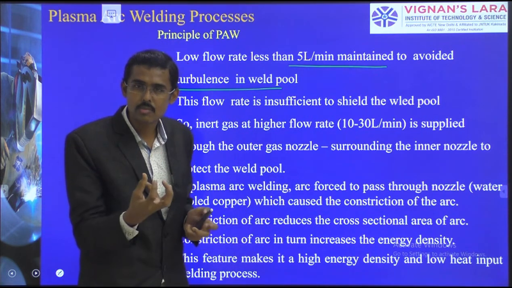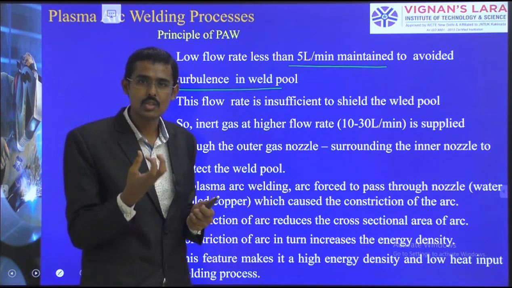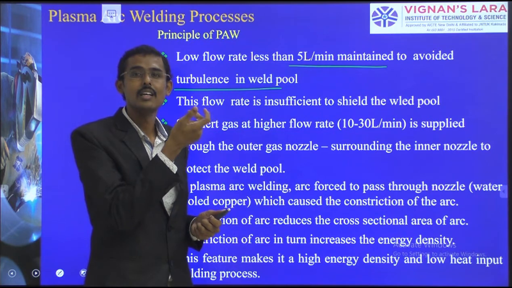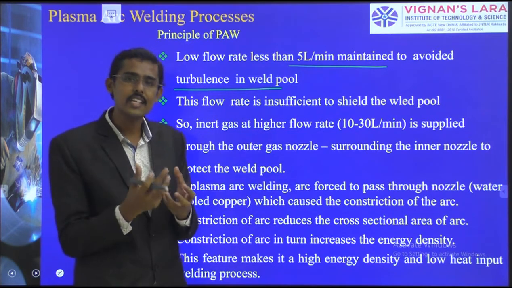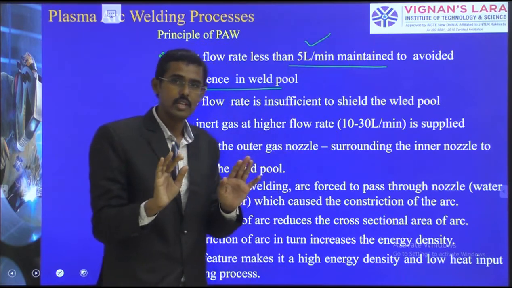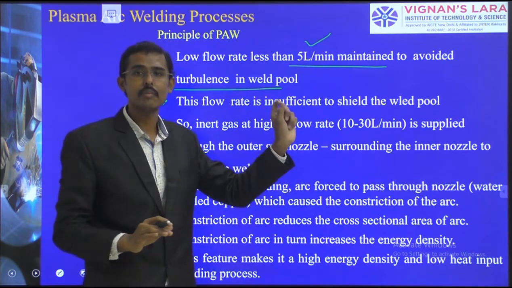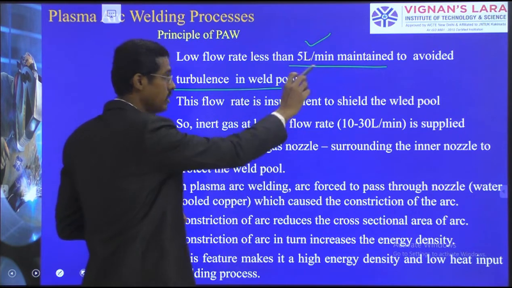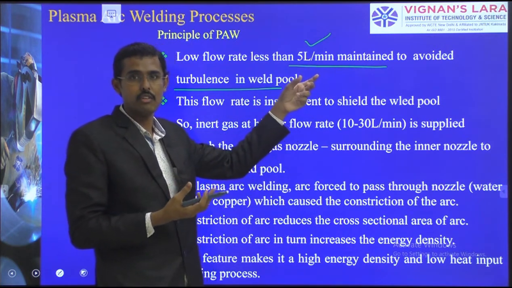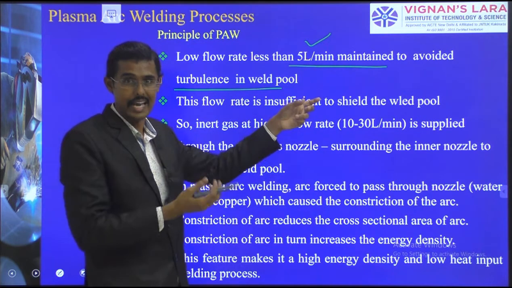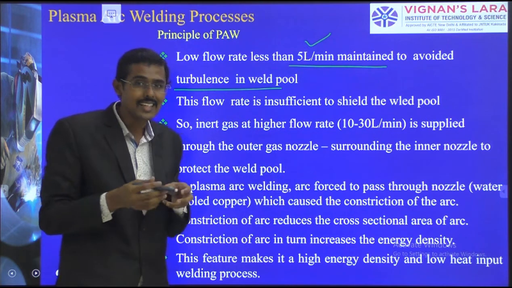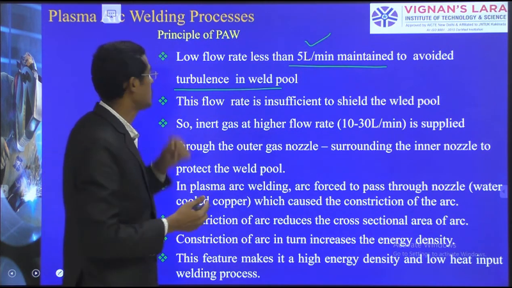For making the plasma, the argon gas is ionized when electrons are released from the non-consumable electrode. For that ionization process, 5 liters per minute is enough, and therefore we maintain 5 liters per minute. Also, by supplying this minimum level of argon plasma gas, we can avoid turbulence in the weld center. Now, this part is over.